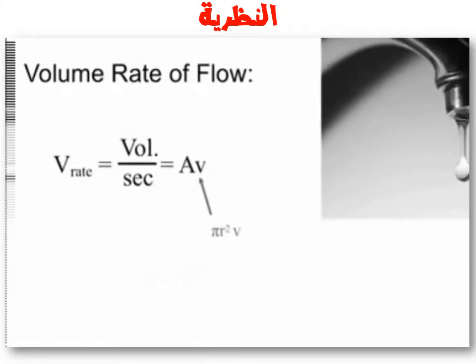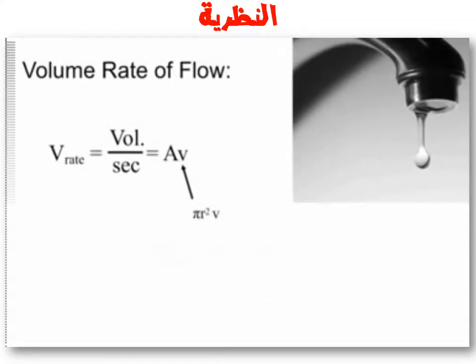And of course, for area, we can use pi r squared if we're talking about a faucet, like the little picture on the right, pi r squared times my velocity, because that would be my area. And so my units for volume rate of flow would be meters cubed, because that's the unit for volume, divided by seconds, of course. So that's volume rate of flow.